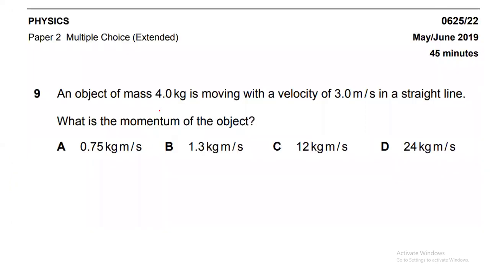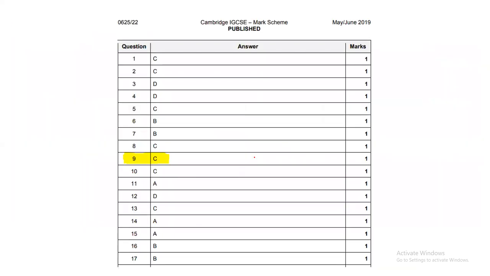So let's see what's the choice. 12 kg meter per second. And I think C is the answer. So let's check. Question number 9. C is the right answer, sir.